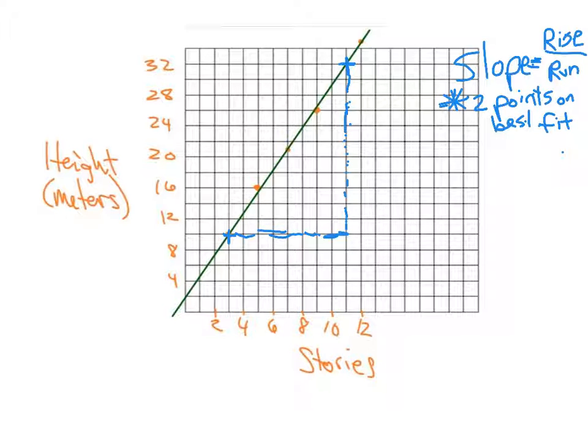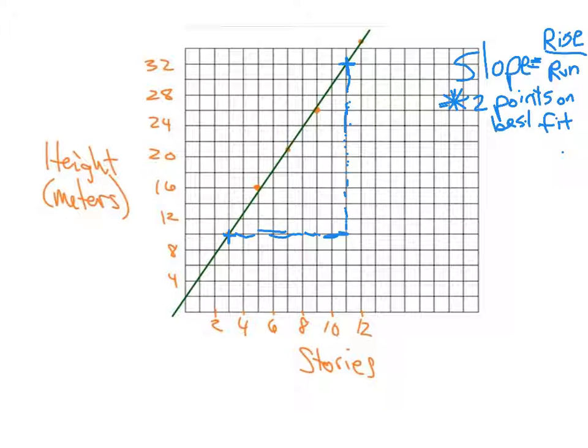Now, I don't know if you noticed this, but this looks to me like a triangle. What do triangles have besides three angles? They have a rise, which is the height of the triangle, and they have a run, which is the base of the triangle. We need to figure out what those dimensions are, because that is going to be our rise and our run.